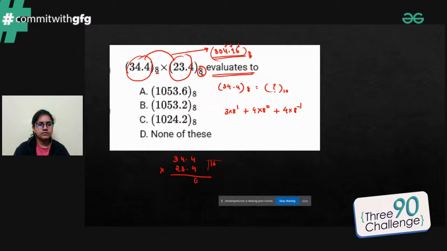So the answer here will be 0. Nisha, you are actually correct. Yes, absolutely correct. We can avoid the conversion here. We can simply do the multiplication, and whenever we find that our result is greater than 8, we just simply do mod.